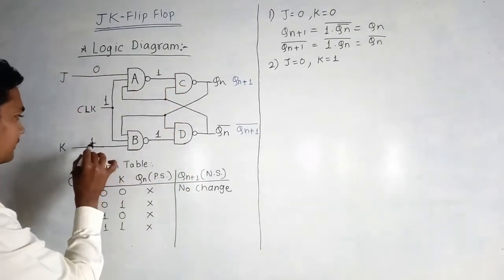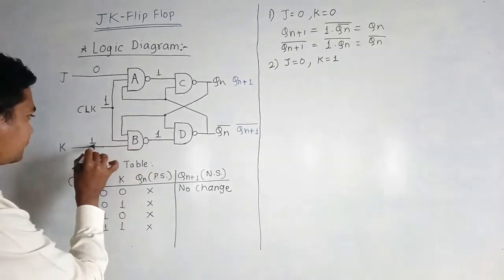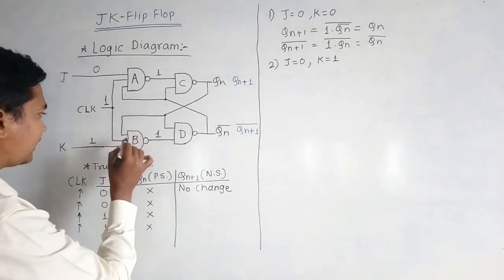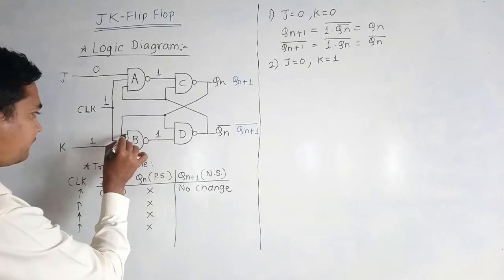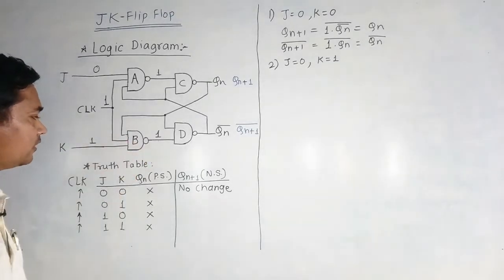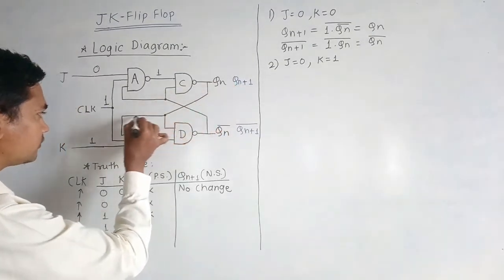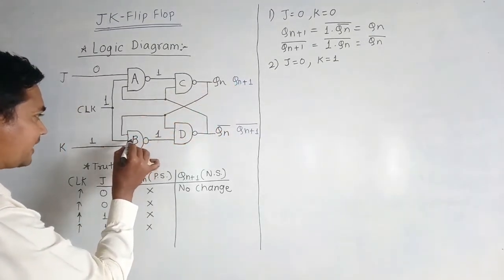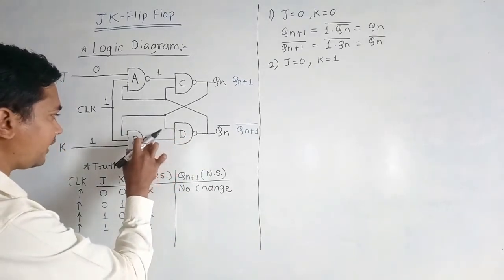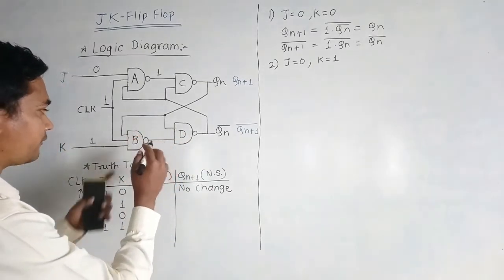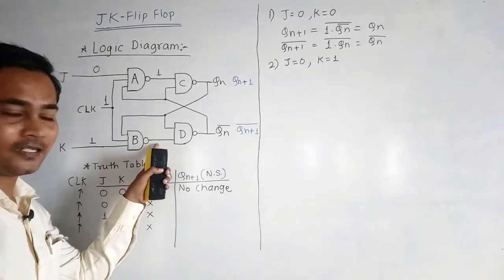Now what about the B NAND gate? When K is 1 and clock is 1, we don't actually know the state of the first input of the B NAND gate. Here Qn is given to the B NAND gate input as well as the D NAND gate input. So instead of this 1, actually we don't know. What state will be available at the output of the B NAND gate?